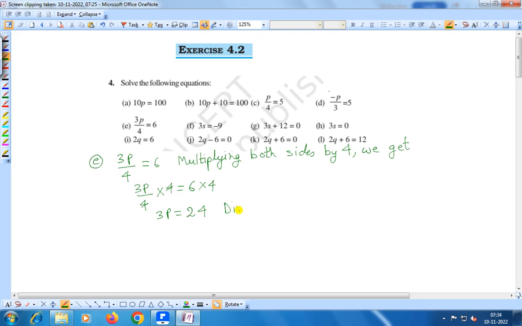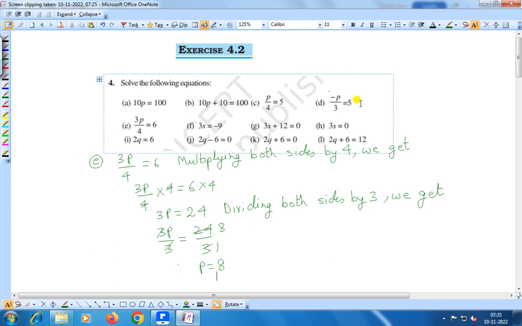Dividing both sides by 3, we get 3p by 3 is equal to 24 by 3. This 3 will be cut. 3 1s are 3, 3 8s are 24, 8. Therefore, p is equal to 8.